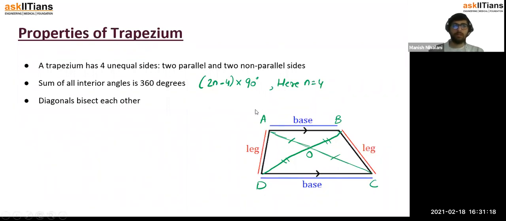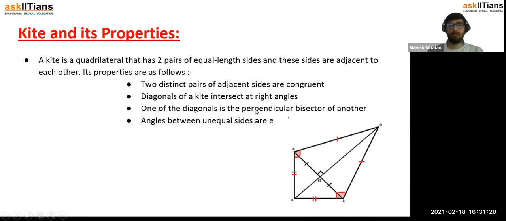So now let's move forward with another quadrilateral, that is the kite. A kite is a quadrilateral that has two pairs of equal length sides. These are adjacent to each other. As you all can see in the diagram, ABCD is a kite in which AD equal to CD and AB equal to BC, right? Now, this is one important definition of a kite.